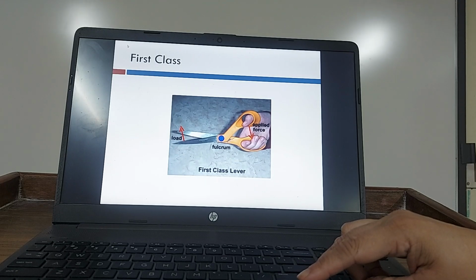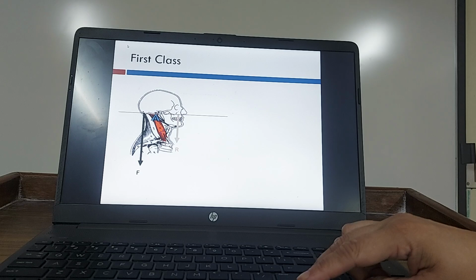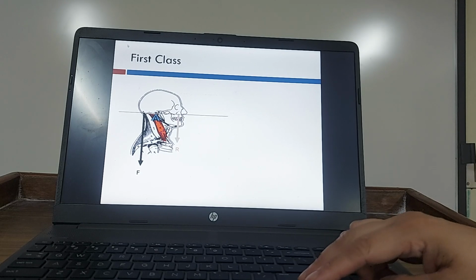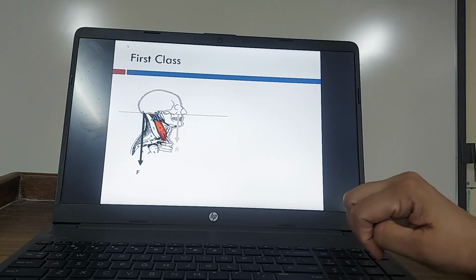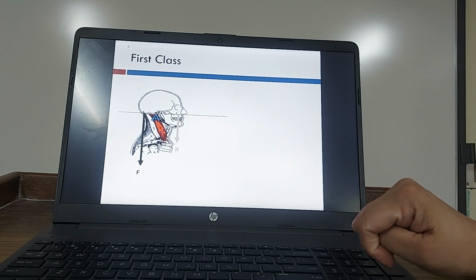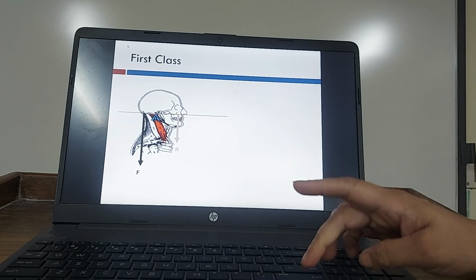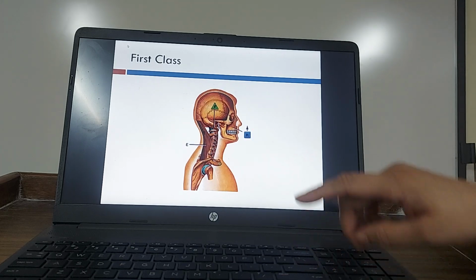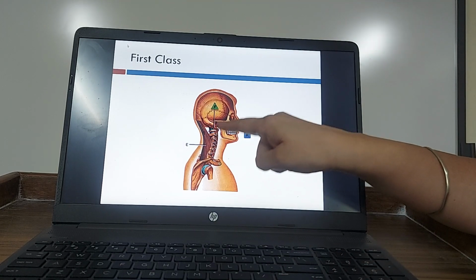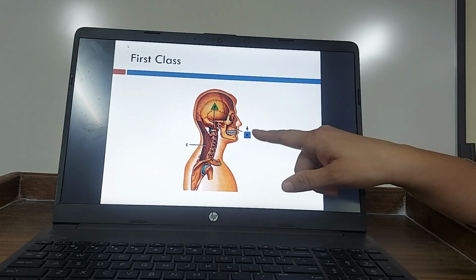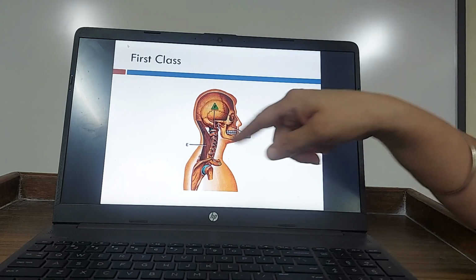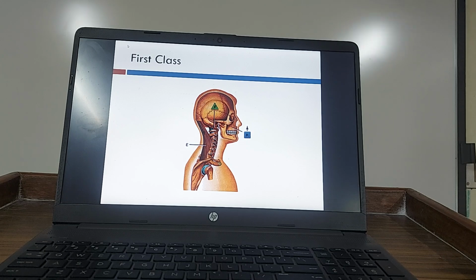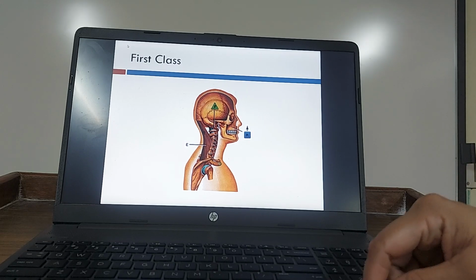Fine. An example of the first class lever is the scissors. We have discussed this earlier also. And of course, the suboccipital joint, which is a case of a first class lever. Herein you see in this image, the suboccipital joint is acting as a fulcrum. The weight is the weight of the face, and the third is the effort, done by the splenius and the neck extensors, which cause the neck extension.